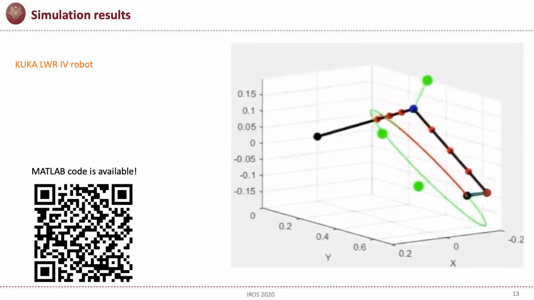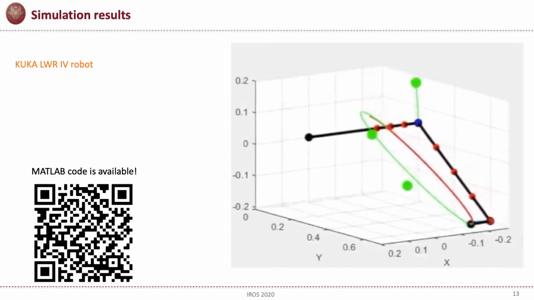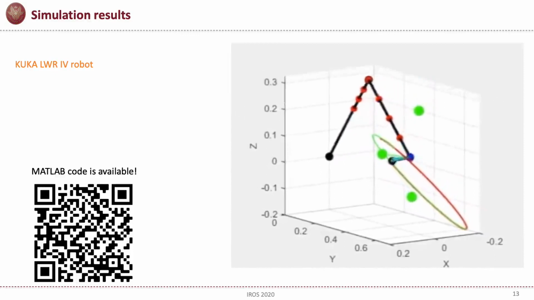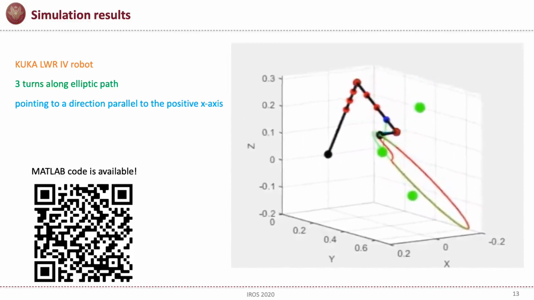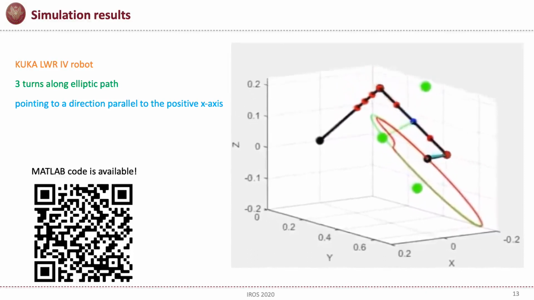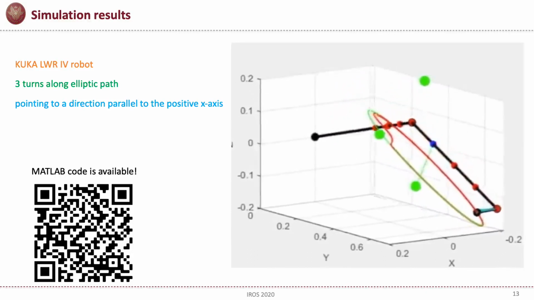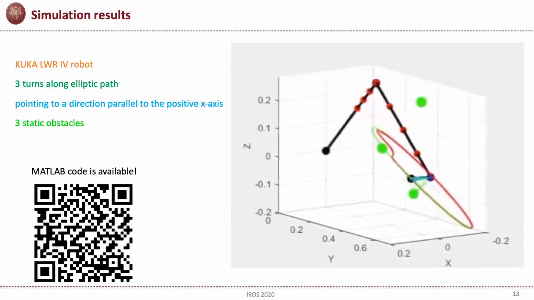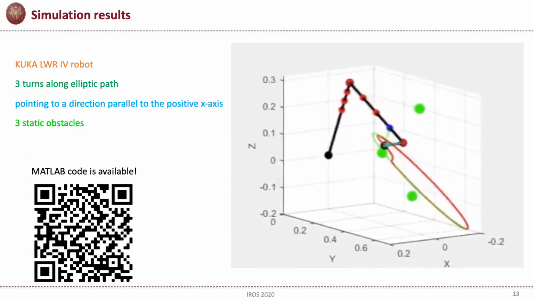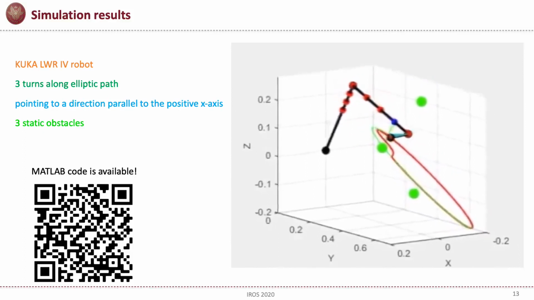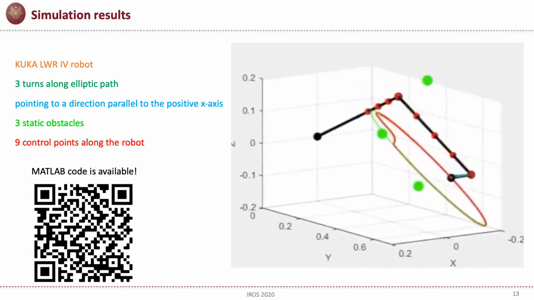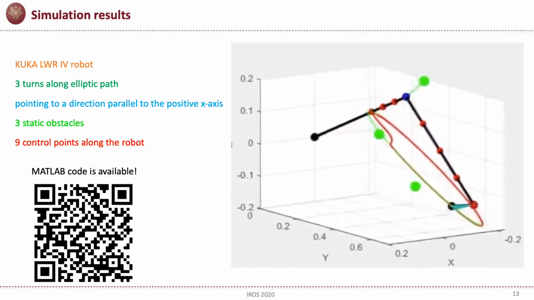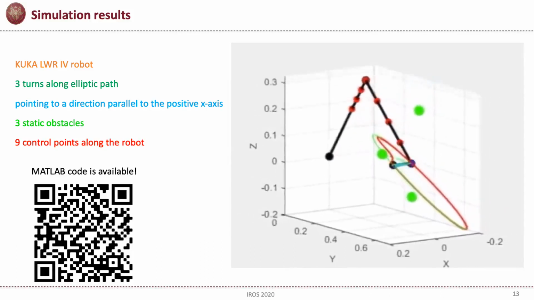In the following, we present different simulation scenarios and comparisons using the KUKA LWR robot with 7 degrees of freedom. The robot should make an ellipsoid path while pointing to a direction parallel to the world frame positive x-axis. There are 3 obstacles in the workspace. One of them is located directly on the desired end effector path. For collision avoidance, 9 control points along the robot body were considered.